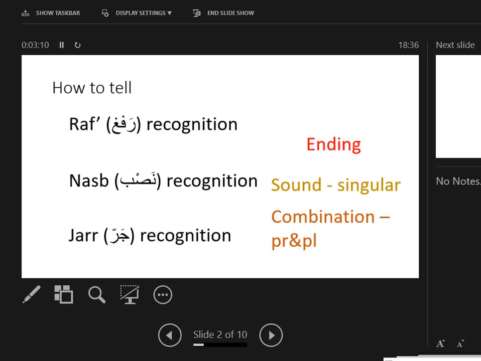Like in una, it has wow, and for example in aini, it has ya. Like aini, you take the nun, it's I. It's still the same status. I will explain it in this session actually. So you can differentiate between the rafa, nasab, and jar. Let's say, I will explain how we can use the differentiation in the Quran.